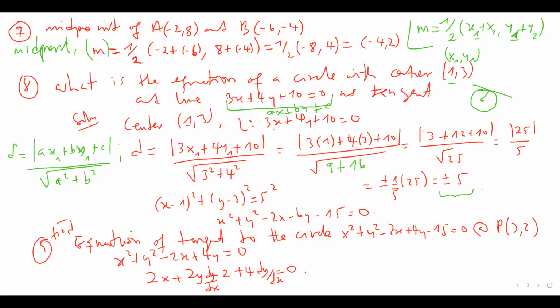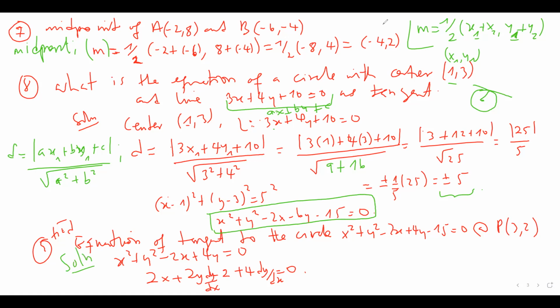And you should be able to resolve that and arrive at x squared plus y squared minus 2x minus 6y minus 15 is 0. And the next question was to find the equation of the tangent to the circle x squared plus y squared minus 2x plus 4y minus 15 is 0 at the point (3, 2).